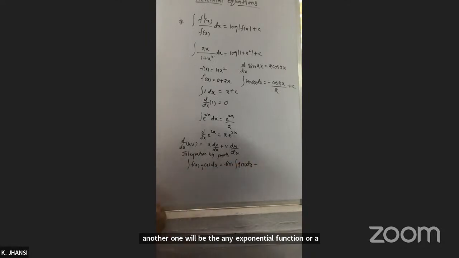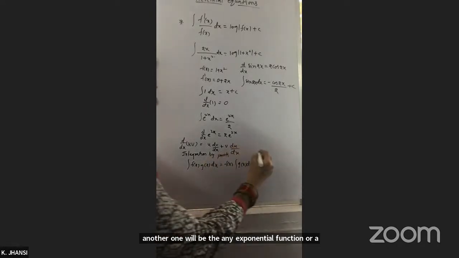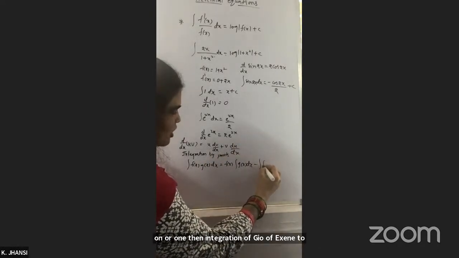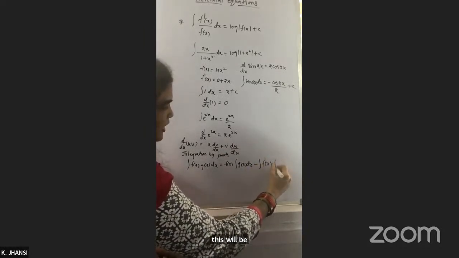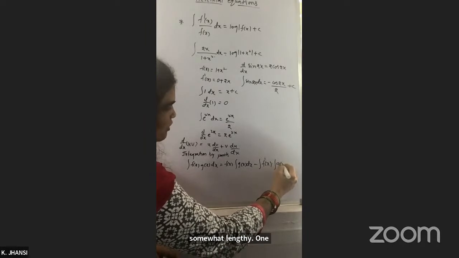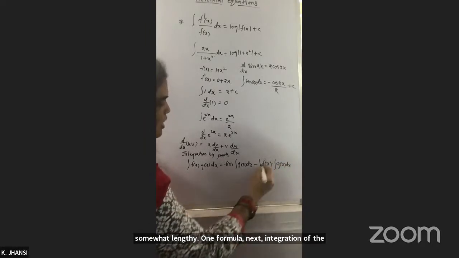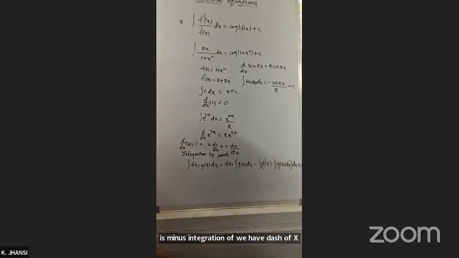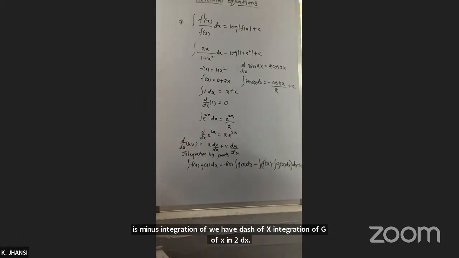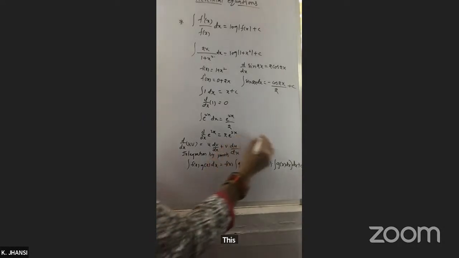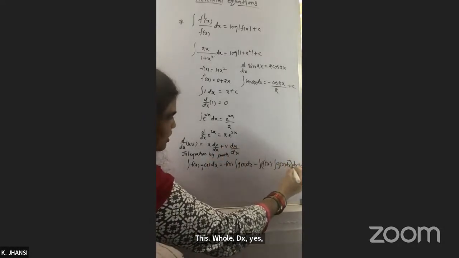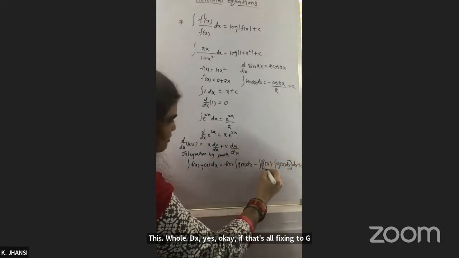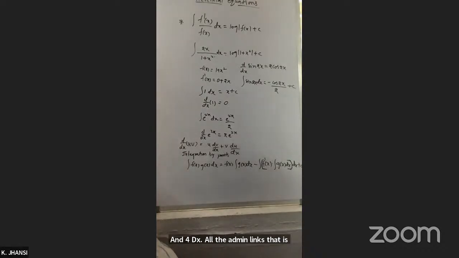minus, this will be somewhat of a lengthy formula. Next, minus integration of f dash of x into integration of g of x into dx, this whole dx. Whole dx means you can take it as a square bracket. Okay, see the formula here.